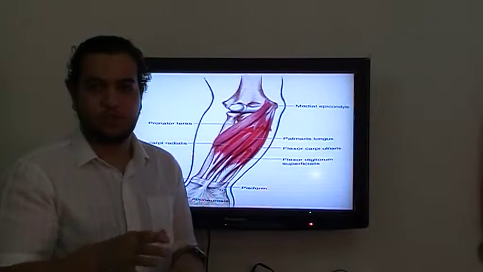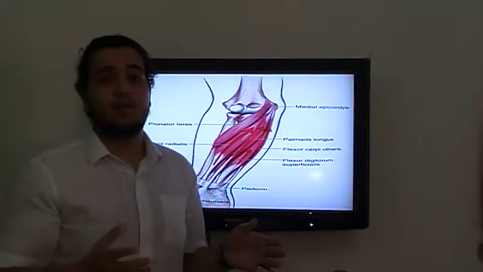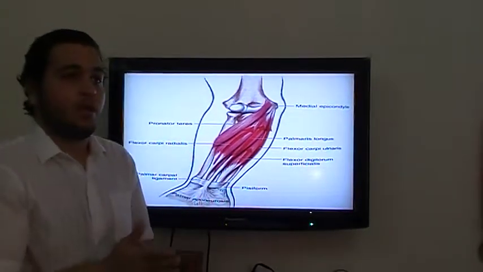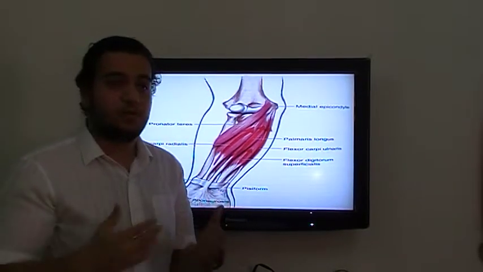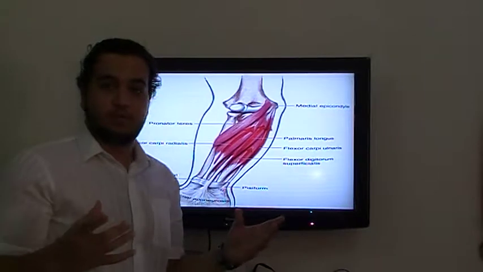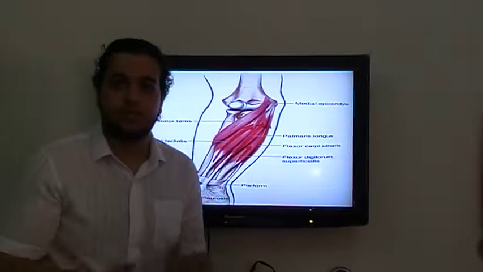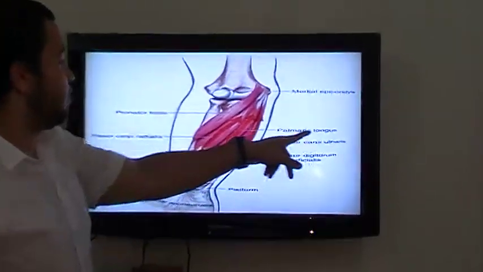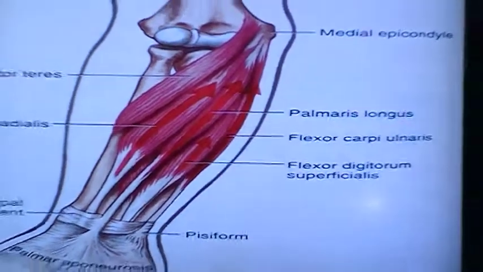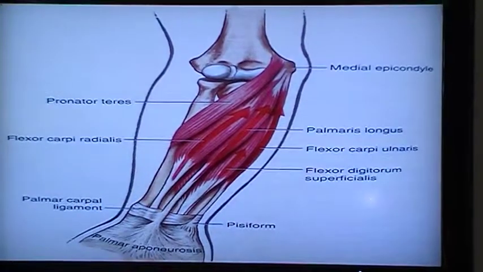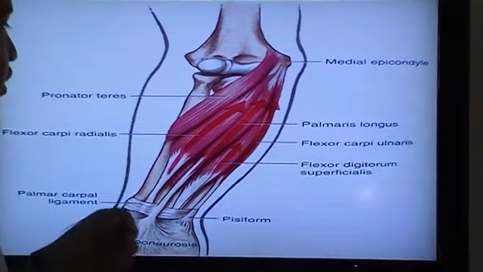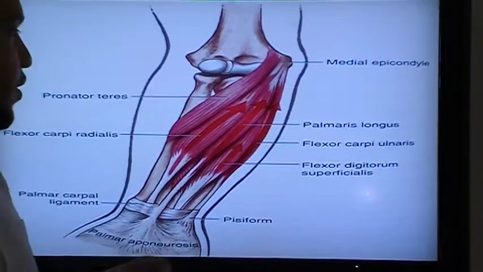Anything superficial, there should be deep, profundus. Anything superior, there must be an inferior muscle. Anything major, you should have a minor. So it makes it much easier in anatomy. So you check it out, it's palmaris longus. Under it there's another muscle, called palmaris brevis. Brevis means small.